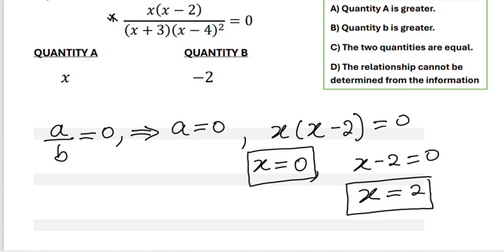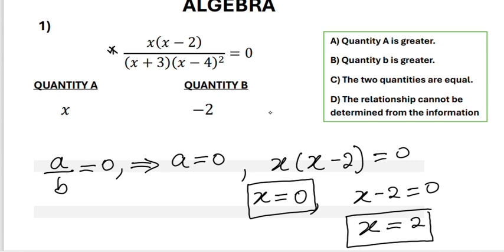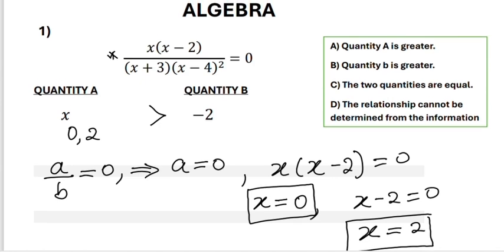So let's look at quantity A. Quantity A is just x. So x is either 0 or 2. And 0 is greater than negative 2, and 2 is greater than negative 2. So clearly the solution to this problem is A, which means that quantity A is greater than quantity B. And this is how you solve this problem. You don't have to bother about trying to expand the denominator in this particular problem.